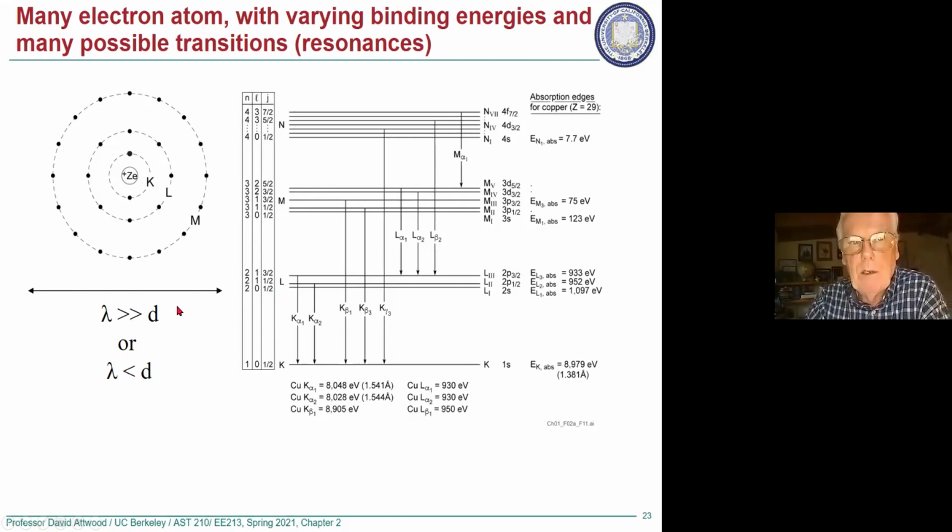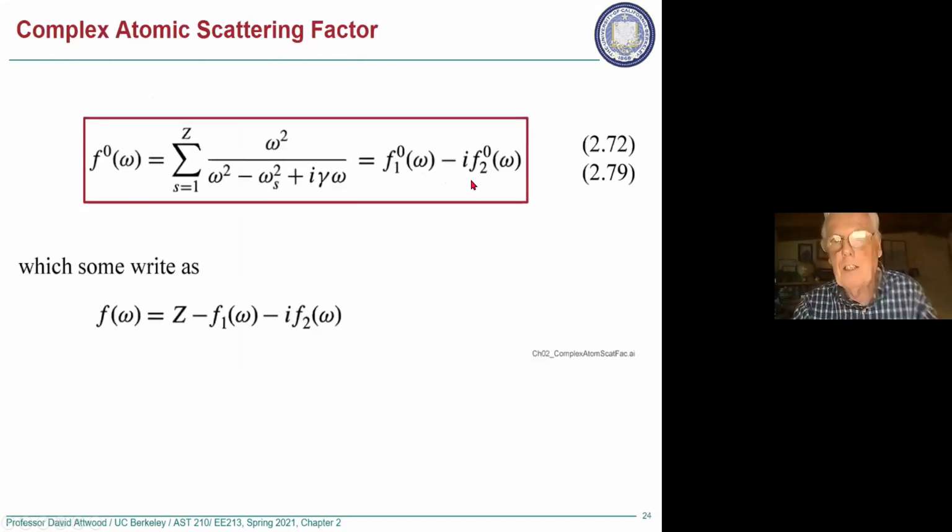And also for each of these atoms, there's not just a little omega S, a little characteristic oscillation frequency. There are many possible transitions from one level to another for each of those electrons. So this could be a monster, okay? So anyway, all of that gets wrapped into what we will call the atomic scattering factor, written as this. Here's the real and imaginary part. And I'm going to show you just in a moment.